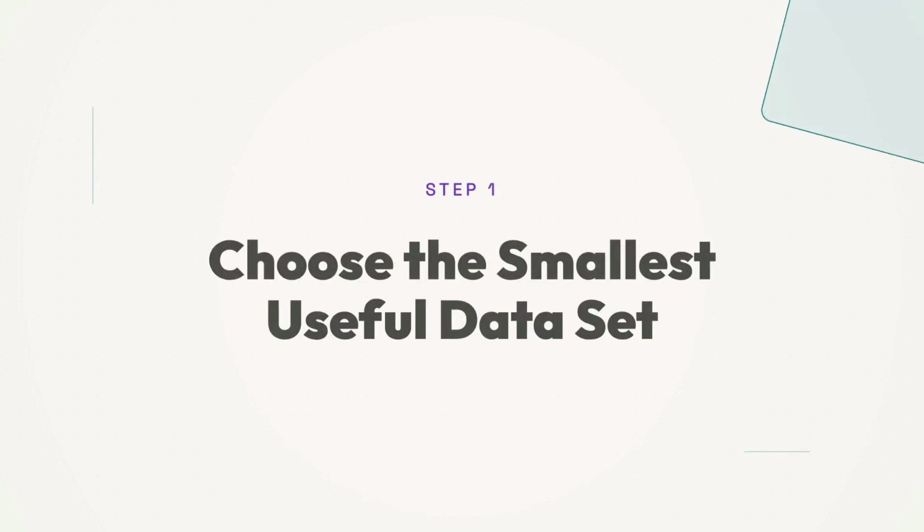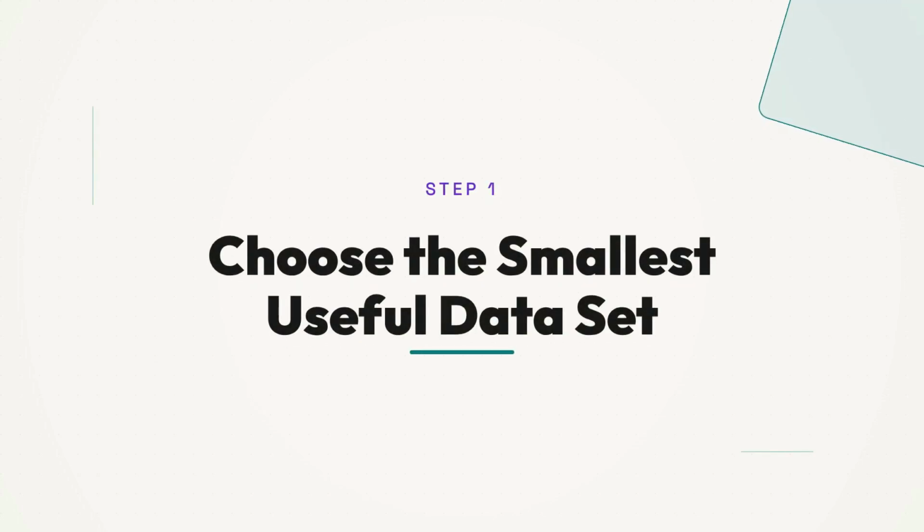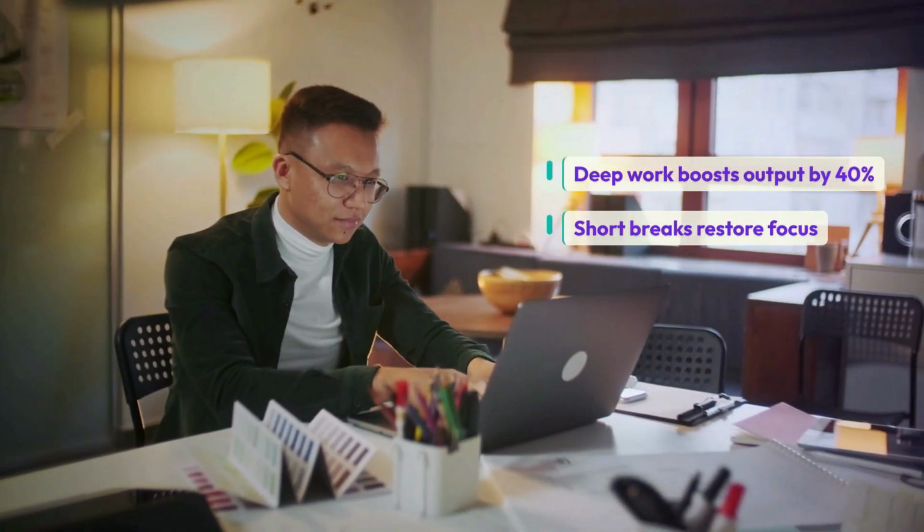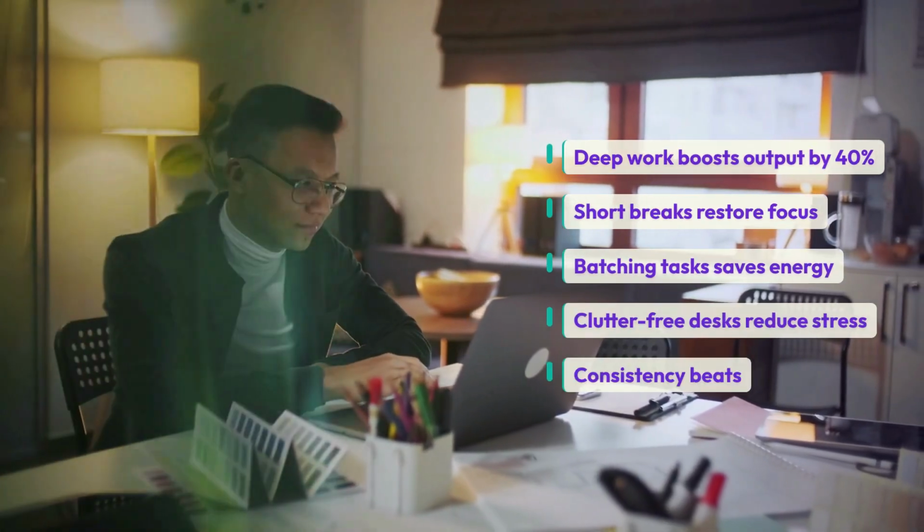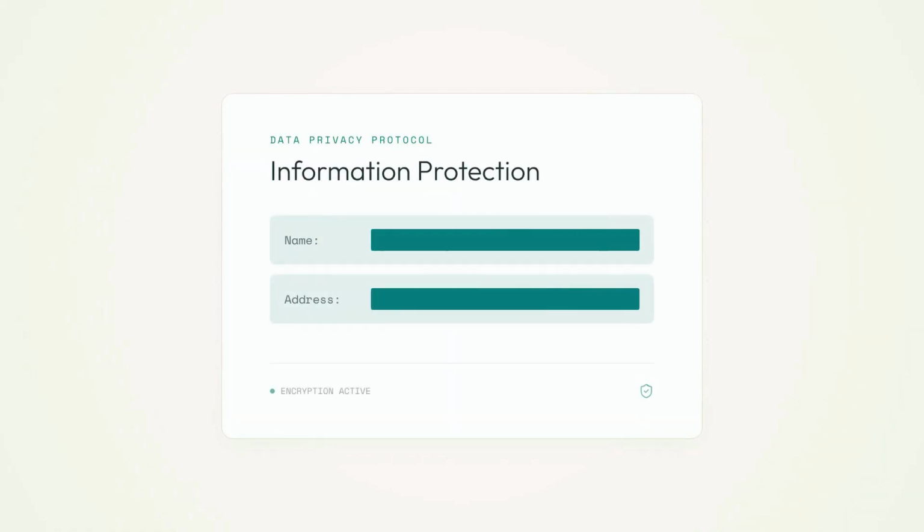Step 1. Choose the smallest useful data set. You do not have to connect a medical record to ask a health question. If all you need is help organizing 5 facts and 3 questions, type only those facts. You can even remove names, addresses, provider details, and other identifying information that the task does not need.